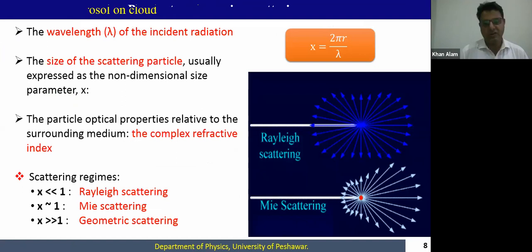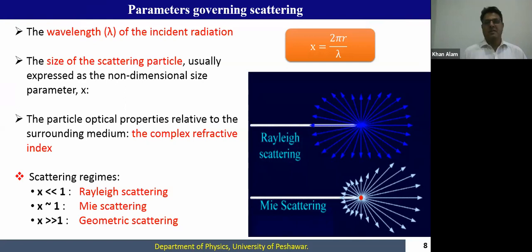Second is the size of the scattering particles. Size of the scattering particle is basically represented by a non-dimensional parameter x, which is equal to 2 pi r by lambda, where lambda is the wavelength of the incident radiation, r is the radius of the particle. And the second parameter for scattering is the particle optical parameter, which is called the complex refractive index. Complex refractive index basically provides us information about the scattering and absorption properties of the aerosol.